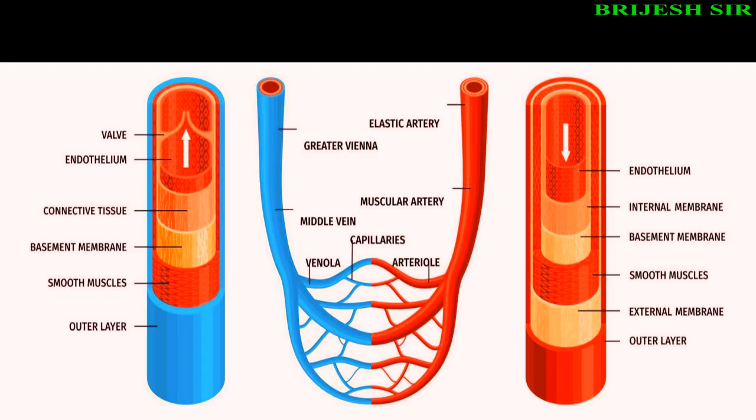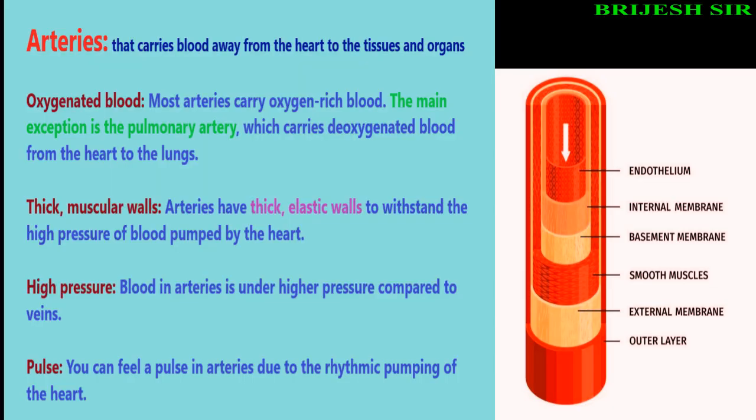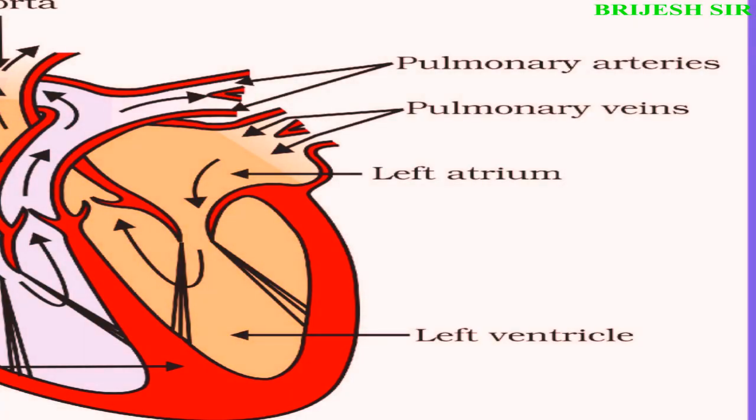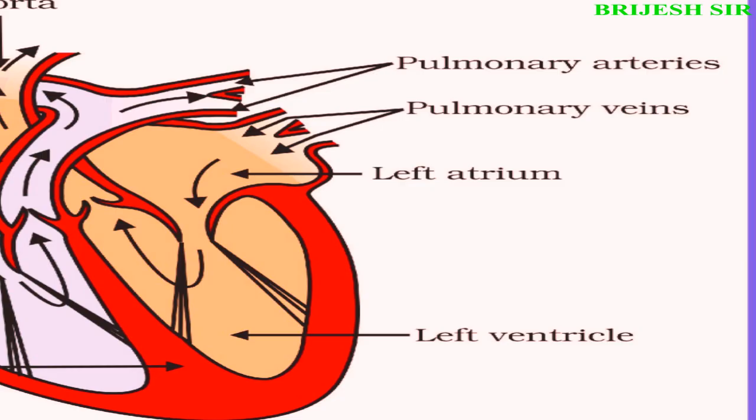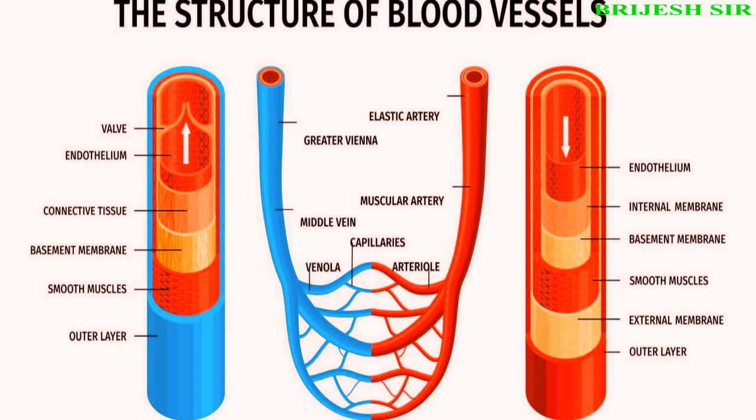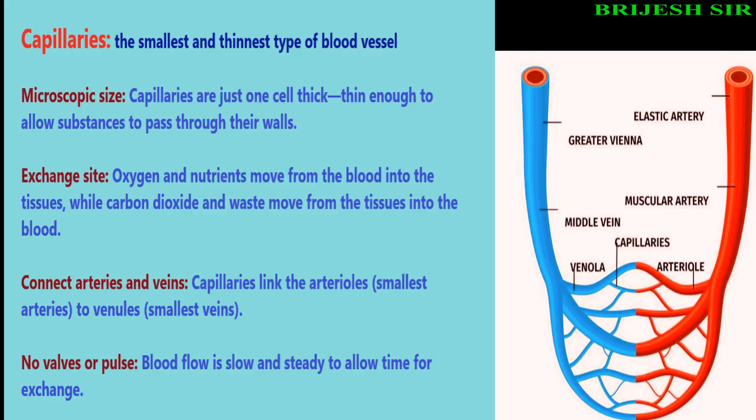Types of blood vessels: arteries, which carry blood away from the heart. Thick walled, mostly oxygenated blood, exception pulmonary artery. Veins carry blood to the heart. They have valves to prevent backflow of blood. Transport mostly deoxygenated blood, exception pulmonary veins. Capillaries, tiny vessels where exchange of gases, nutrients, and waste happens with tissue.